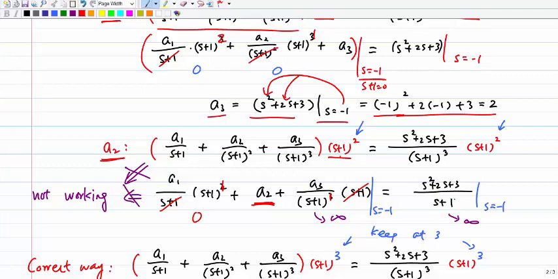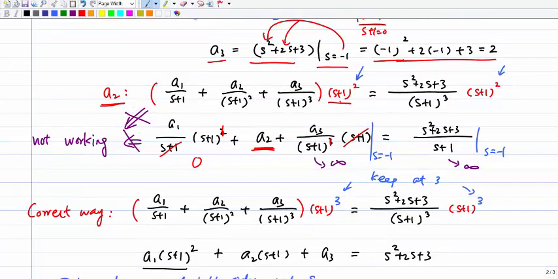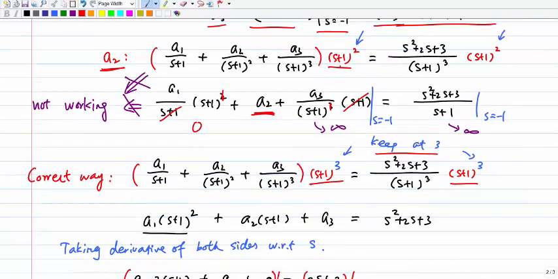Now the correct way I can figure out a2 is by doing this. We still multiply both sides by s plus 1 to the cube. Keep the cube. Now I'm going to do a product on both sides. So I have a1 divided by s plus 1 times s plus 1 cubed, where the cube will cancel out one of these. So I have a1 times s plus 1 squared plus a2 times s plus 1, because the cube will cancel out the square.